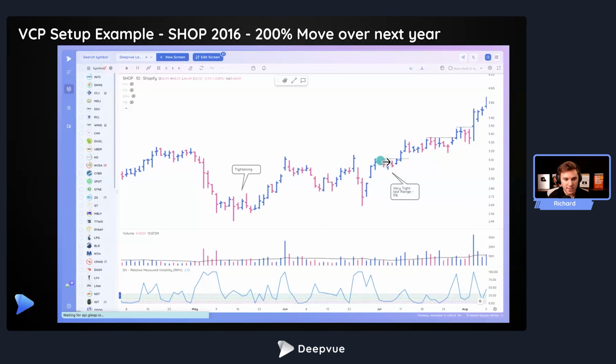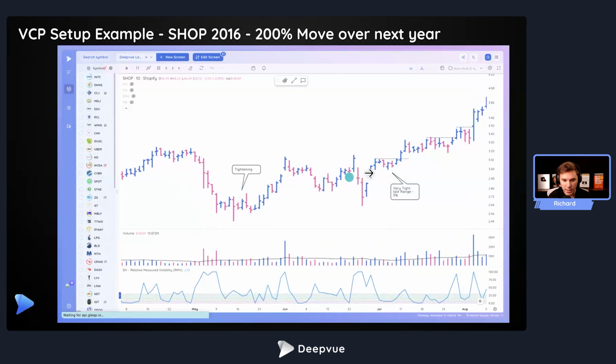And look how tight this is compared to this action. It goes a little bit sloppy, higher volume, but volume kind of declining overall. Look how low this is compared to average. And then this really tight area, RMV going very, very low here. And then we get the expansion up, contraction, expansion up, contraction, expansion up. Volume really comes in. The average volume increases after the breakout. That's another clue to look for.